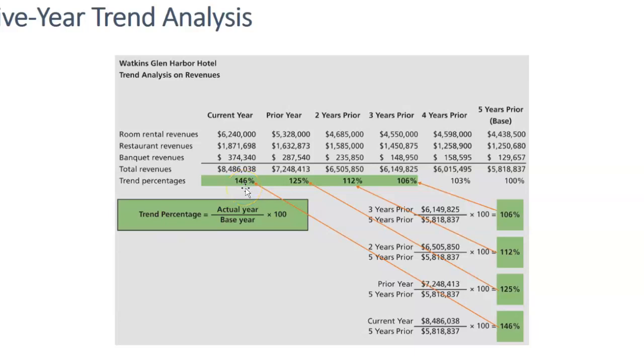Now this is all divided by that base year right here. So you can see that 106% comes from the current year divided by the base. There's the current year, 6505, divided by the base, 518. So this shows it's like a cumulative percentage of an increase, and you can definitely see that the trend is increasing. The trend shows a definite growth in sales over the past 5 years.